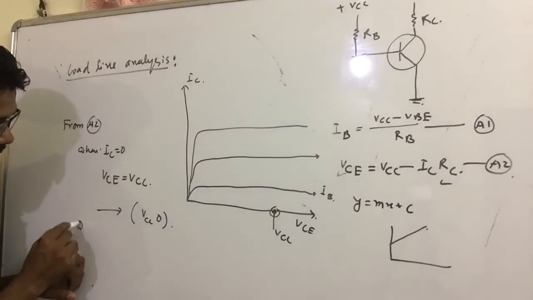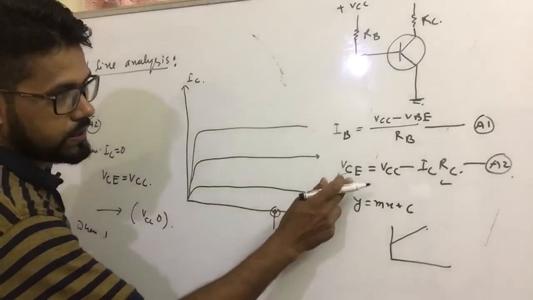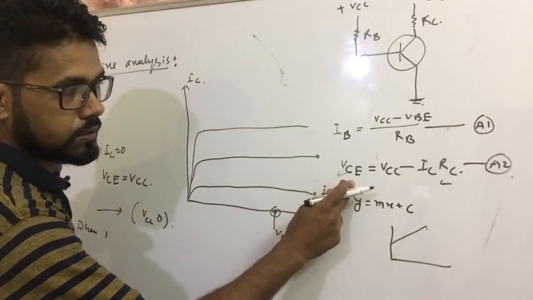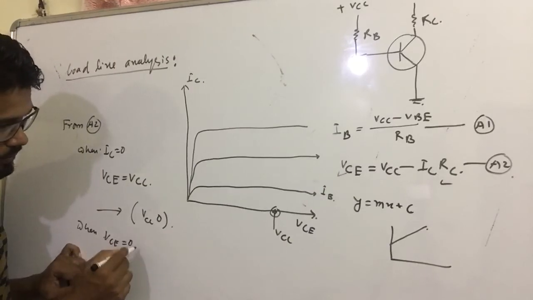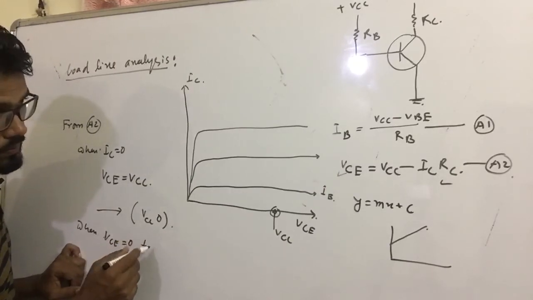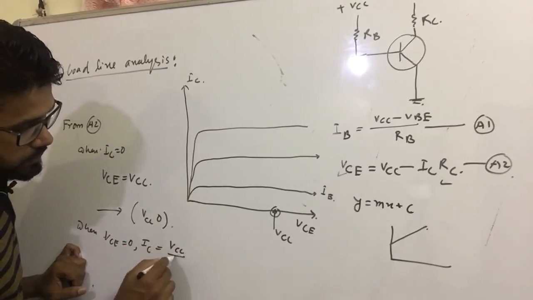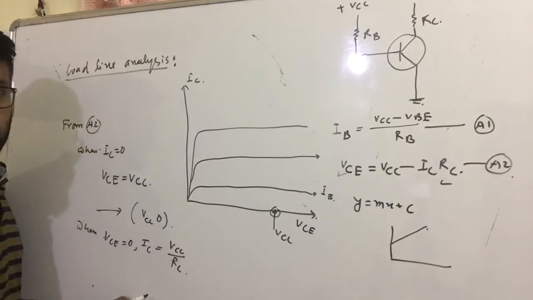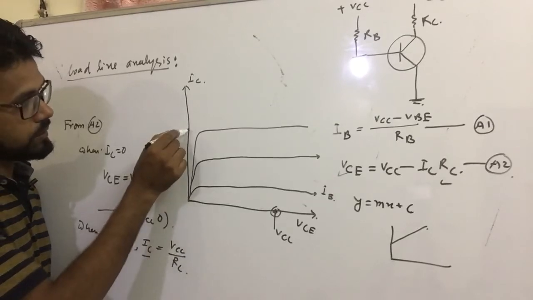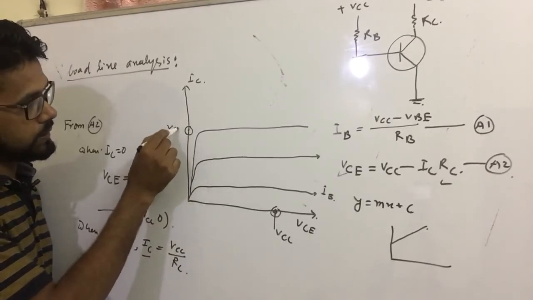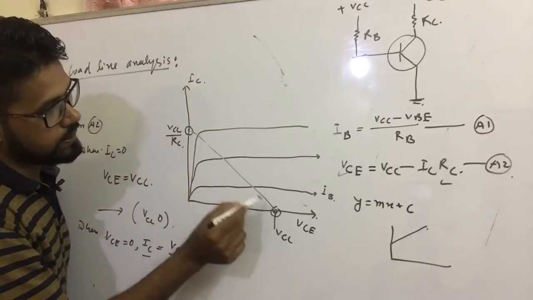Next, when VCE is 0, then IC, the maximum collector current, equals VCC divided by RC. Then this point will be somewhere on the y-axis: this current is VCC divided by RC. Now we are drawing a load line.